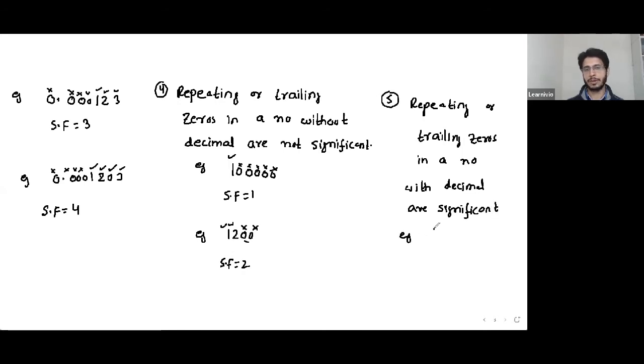For example, if I write this as 1.000, there is a decimal in the number. So these trailing zeros are significant now. So in total, you have 4 significant figures. Similarly, if I write this as 21.00, you have a decimal here. So these two zeros are significant now. You have 4 significant figures.